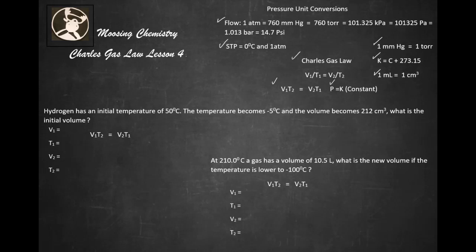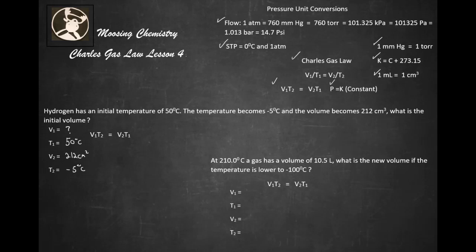So let's see, it has an initial temperature of 50 degrees Celsius. The temperature becomes minus 5 degrees Celsius. And the volume becomes 212 centimeter cubed, which is the same thing as 212 milliliters. What was the initial volume?